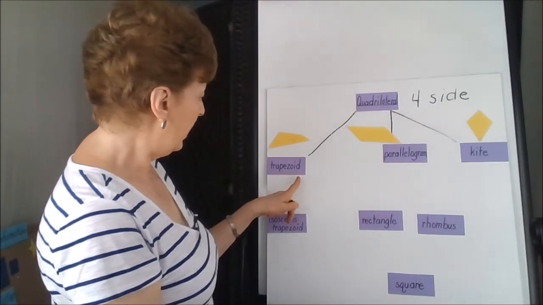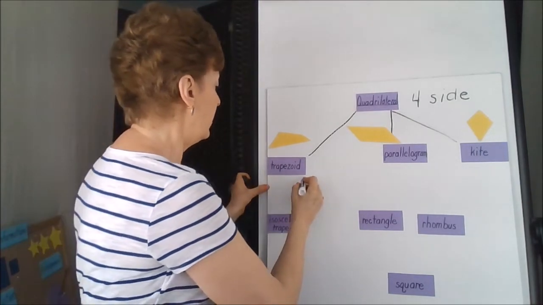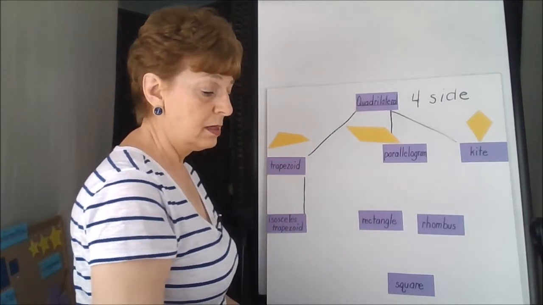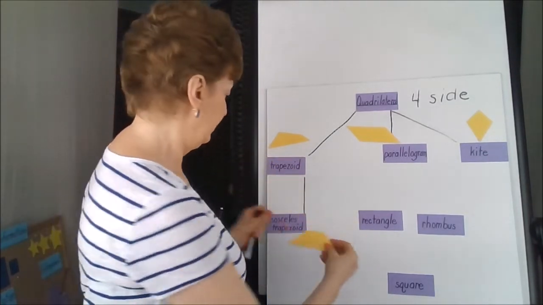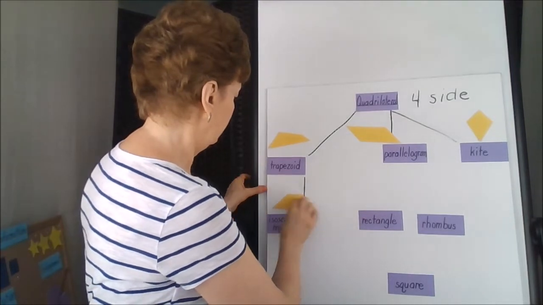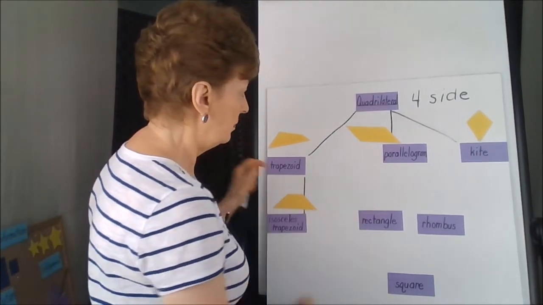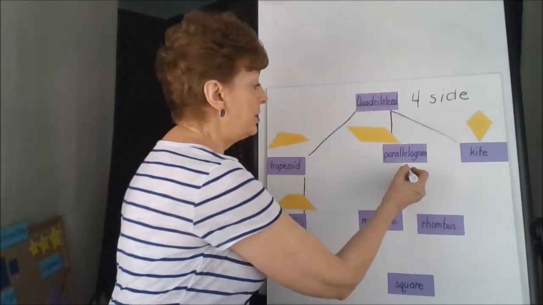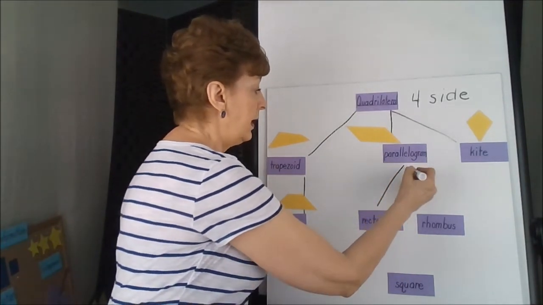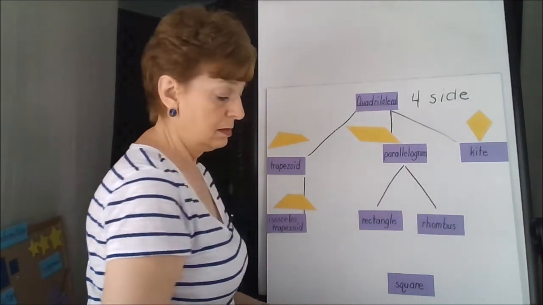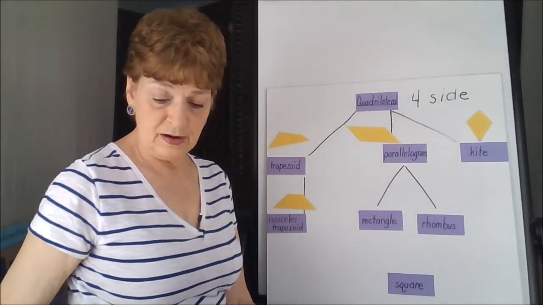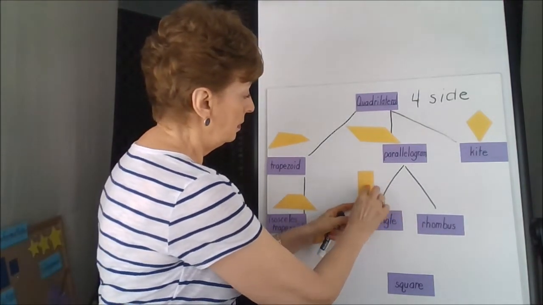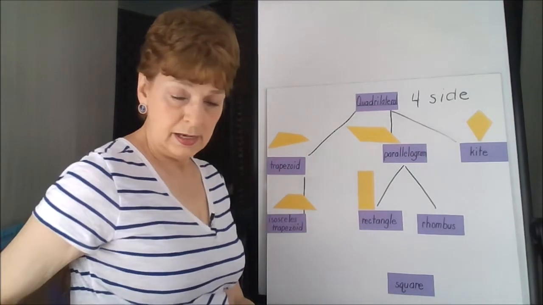From there, we have a specific kind of trapezoid. Not all trapezoids are isosceles trapezoids, but some are. The parallelogram can be subdivided into rectangle and rhombus. They kind of feed off of that. We have a rectangle and the rhombus.